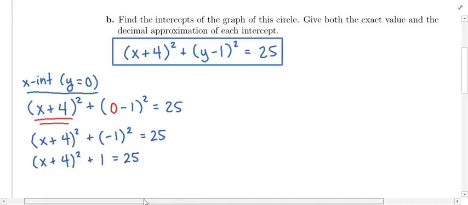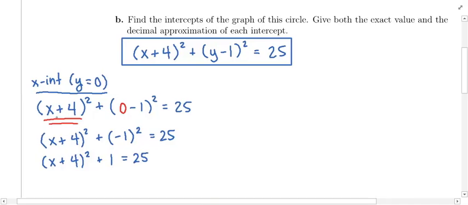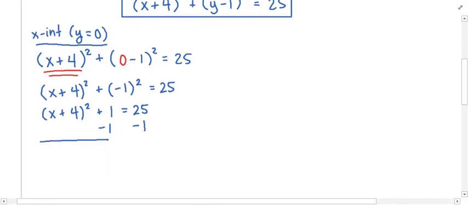So that's what's going to equal 25. Again, we're trying to isolate the quantity x plus 4 squared. We're adding 1 to it currently, so we can get it by itself if we subtract 1 from both sides. So this is going to tell us that x plus 4 quantity squared is equal to 24. The piece that has the x is all by itself.